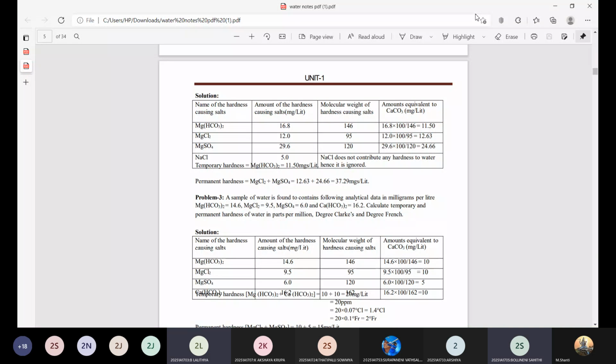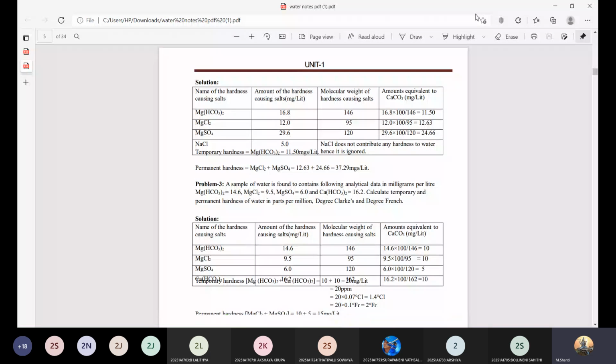So in the tabular column, you can see sodium chloride. It does not contribute any hardness to the water, so therefore it has to be ignored. Okay. Now calculate temporary hardness. How much you will be getting? 11.5 only, ma'am. Yeah, 11.5 because here only one salt is going to impart the temporary hardness. And the remaining two salts you sum up and get the permanent hardness.